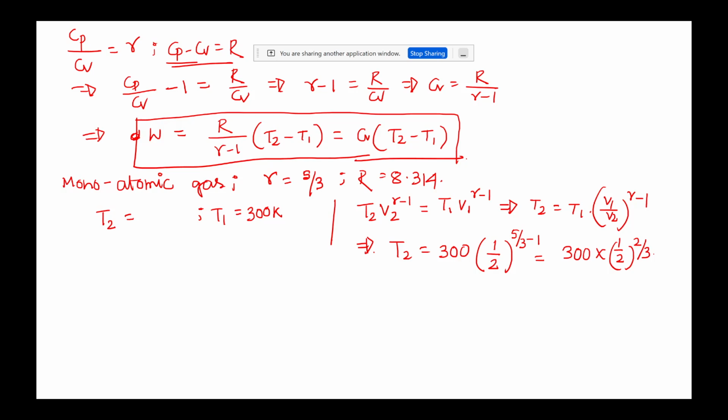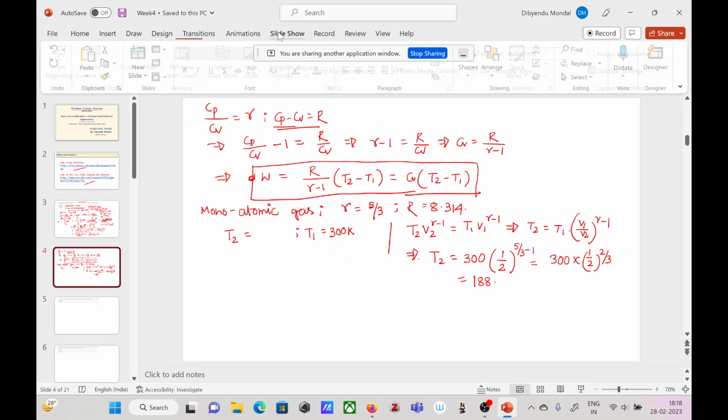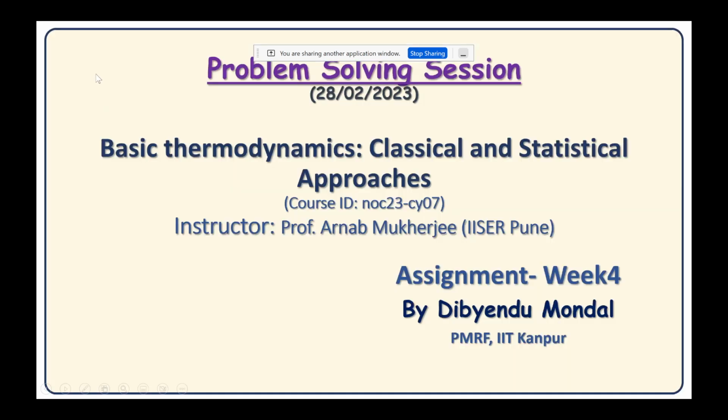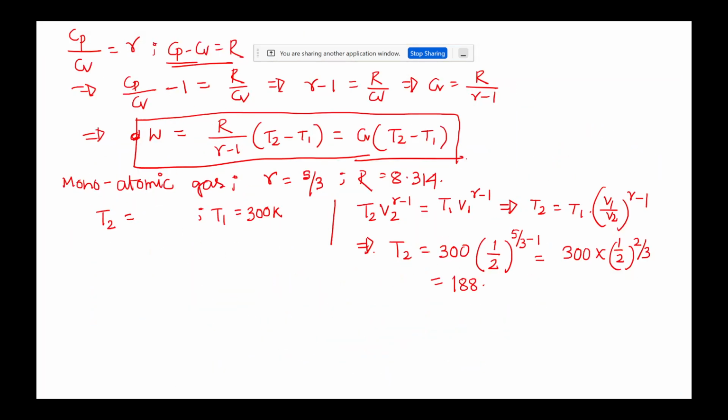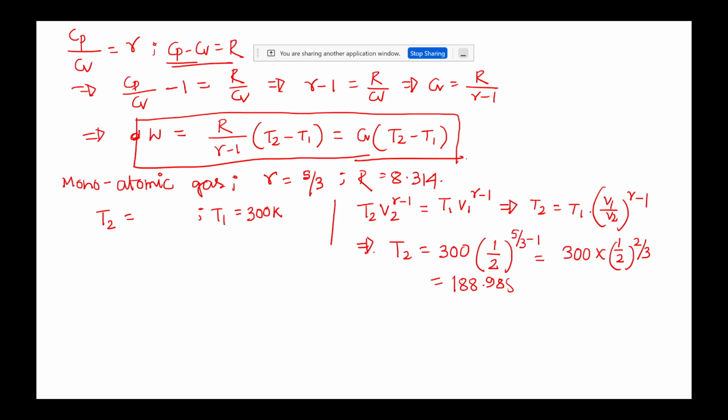Now you can see this T2 will be less. What will this T2 be? I have calculated it, and this will be 188.988 Kelvin.